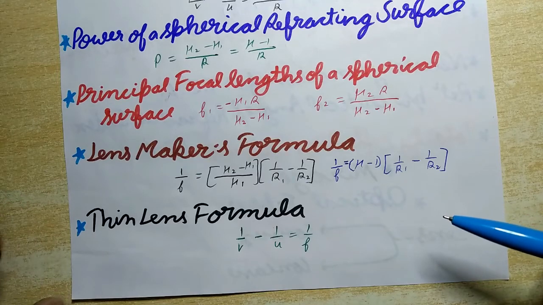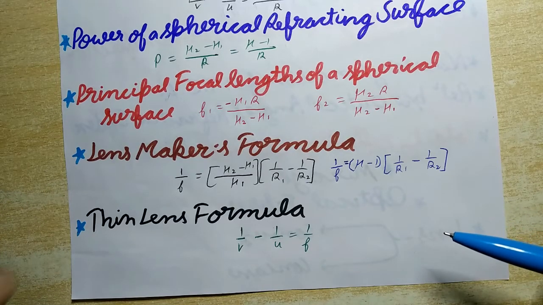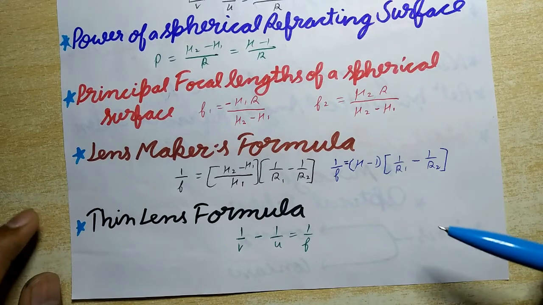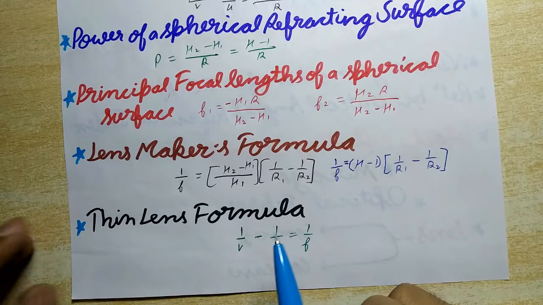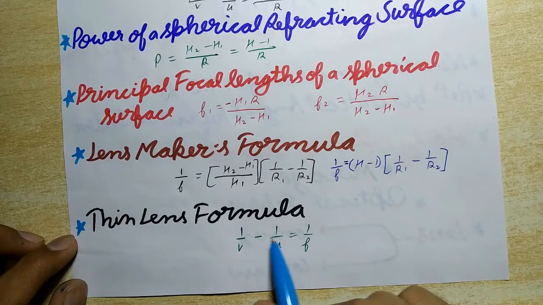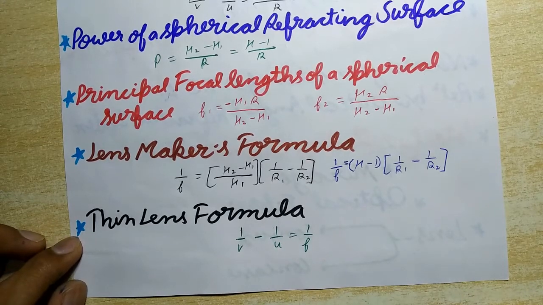This formula gives the relationship between object distance u, image distance v, and focal length f of a spherical lens, convex or concave, of small aperture. So 1/v - 1/u = 1/f.